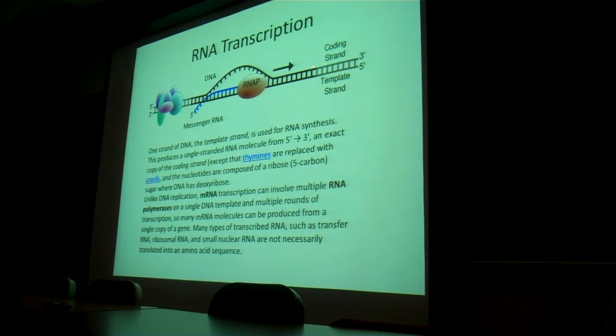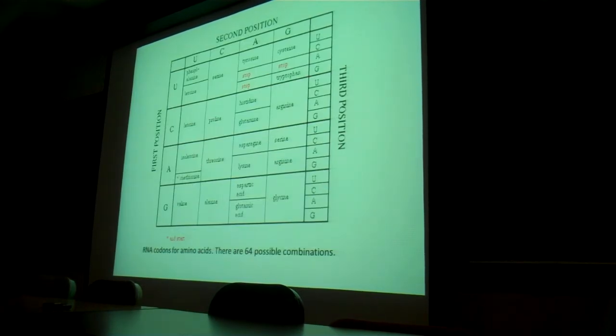As soon as you hit the stop code, one of those three bases that codes for a stop, the gene is over and the polymerase will leave. But if you need to keep making that kind of protein, you're just going to have more RNA polymerase hit the same gene and keep reading. So you're making multiple copies of these proteins. This was the 64 possibilities. That's all you need to remember.